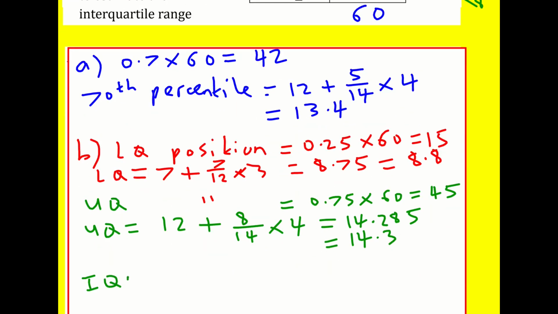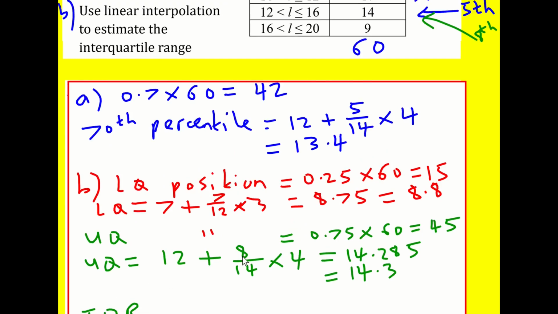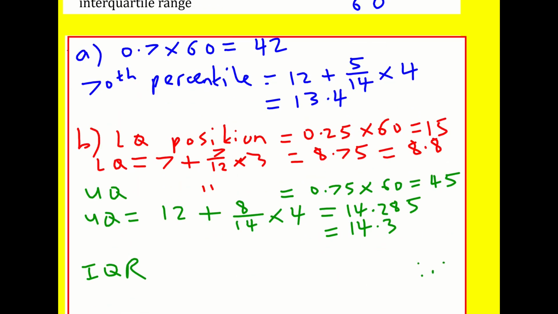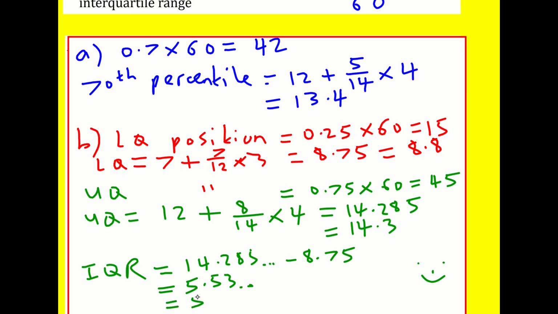Finally, interquartile range. Check it out. We can now estimate the interquartile range from a group frequency table. How amazing is that? Right, we're going to take our non-rounded values, so 14.285 dot dot dot minus 8.75, which gives 5.53, which I'd round to 5.